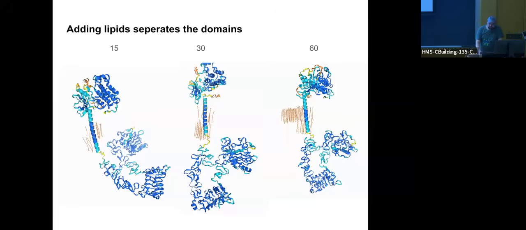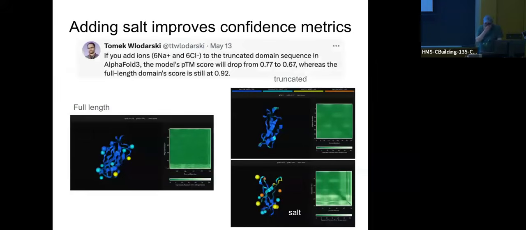Okay, so that's one cool thing. The other interesting thing, which Tomek realized, is that if you take a full-length, large protein and start to truncate it, AlphaFold3 will still return a super confident prediction for the truncation. It's exposing hydrophobics on the surface, and AlphaFold3 still thinks this protein is fine. But one thing I found that was kind of cool is if you start throwing salt in there, literally putting a bunch of Na and Cl atoms in, suddenly this truncated protein is less confident.